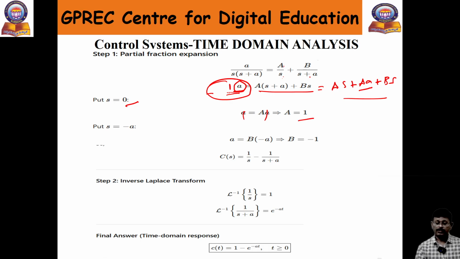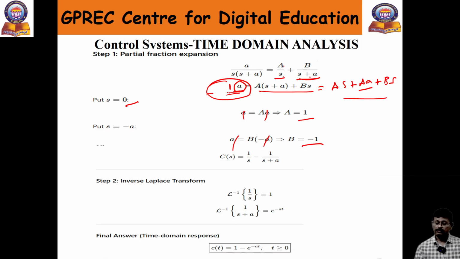Similarly, put s plus a equal to 0, so s equals minus a. Now substituting s equals minus a in our equation, we get B into minus a equals a, the a cancels out, so B equals minus 1. Like that you have to find the partial fractions. This is a simple method to find the A and B values.